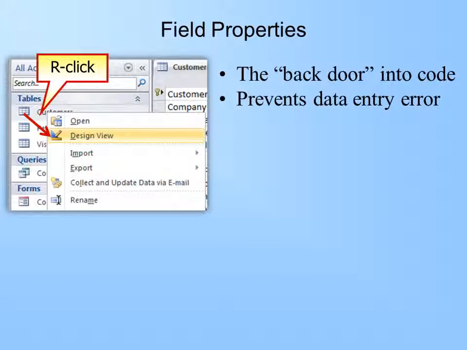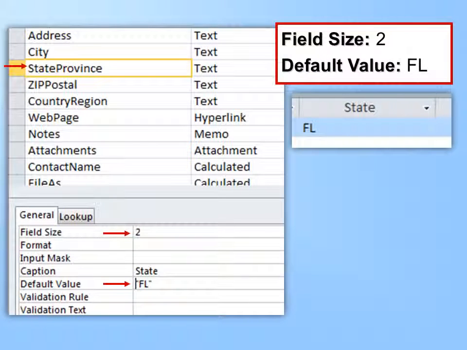When you have time, you go into Field Properties, a backdoor into code, and this helps prevent data entry errors. So we open up our tables in Design View, right-click on it, and choose Design View. You'll want to change your field size for something like State and Province to 2, especially if you're only going to put a 2-letter abbreviation in. And also put in a default value. For example, if all your customers are in Florida, then you would want to put a default value of "FL" in. Notice default values are always in quotation marks. But that means every time you have a new record, it will put that default value in for you. Of course, you can always type over it if you want. You can even change the default value anytime you need to.